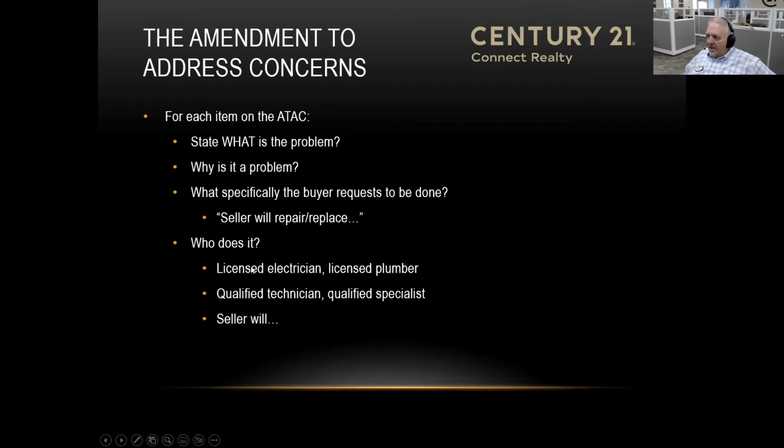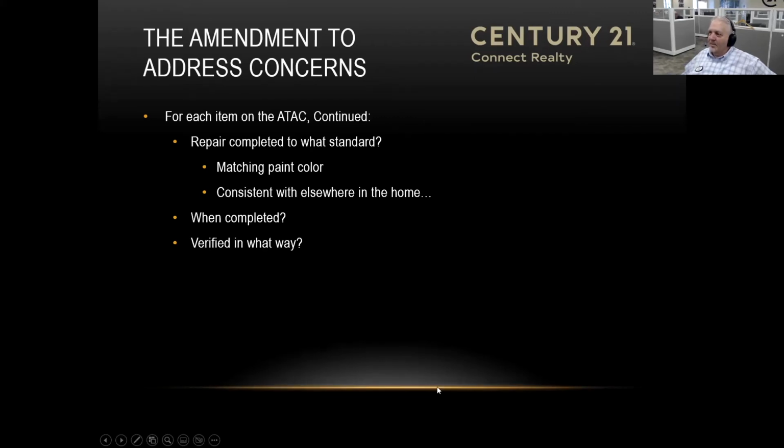If you just say seller will, then who is doing it pretty much doesn't matter to you. It could be a licensed technician. It could be a qualified technician. It could also be Bubba, the seller's brother-in-law, if all you said is seller will replace the garage door. If Bubba, your brother-in-law, knows how to replace a garage door, you could theoretically get him to do it, right? Okay. So the what, the why, what specifically is to be done, and who's to be doing it are the first questions that we ask. Then we've got a few more.